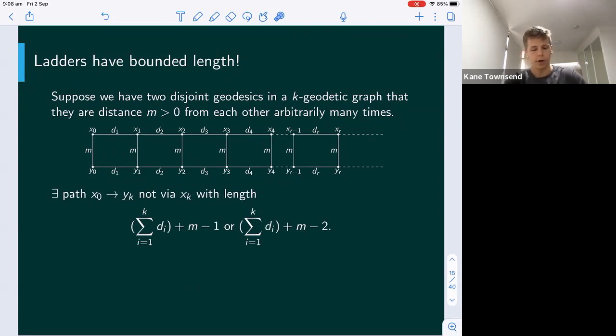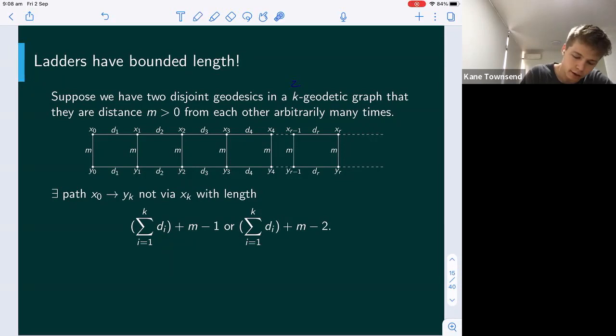What I'm going to propose is, since we're assuming that the graph is k-geodetic, there's going to exist a path from x0 to yk that doesn't go via xk, that has either this length or this length. And so maybe if I let k equal 2, then we can sort of highlight this idea.